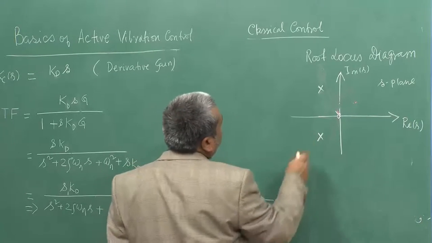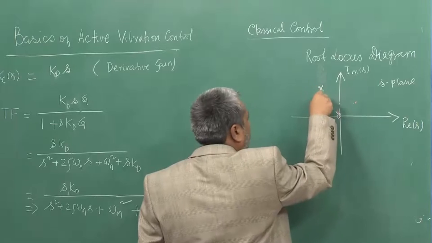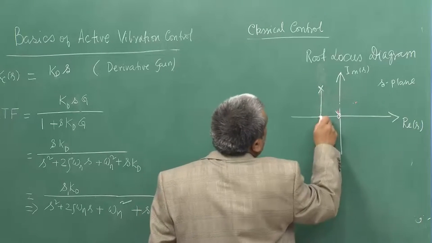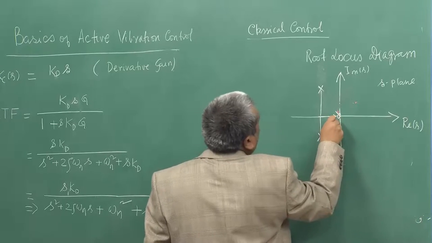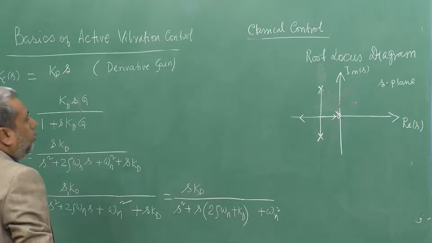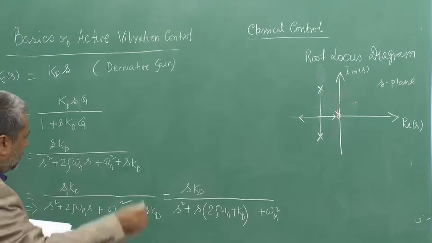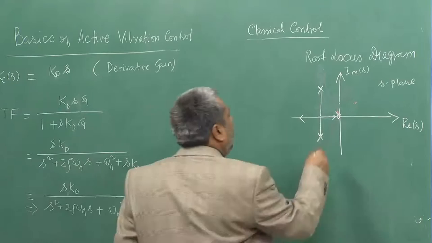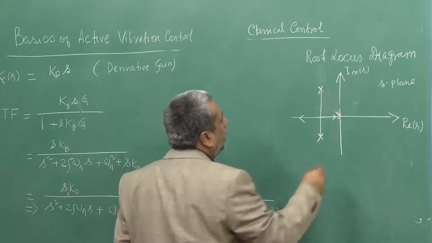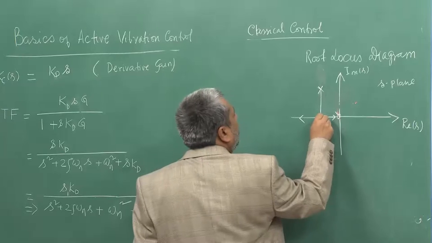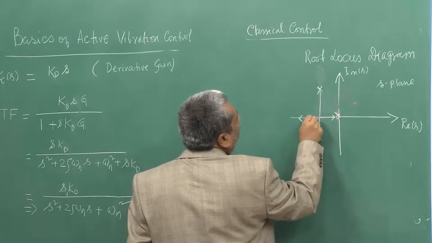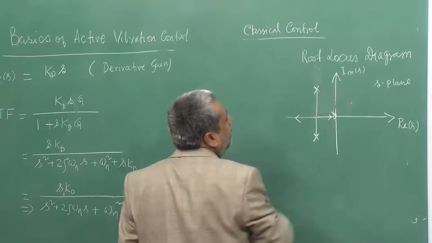And as we increase the gain k, these two poles will very quickly come towards the real axis, and one will go to meet this 0 and the other will go away. So what it will mean is that with this new system, I can have many different types of closed loop performance. I can have critical damping when the poles will be here. I can have an overdamped system when the poles will be like this.